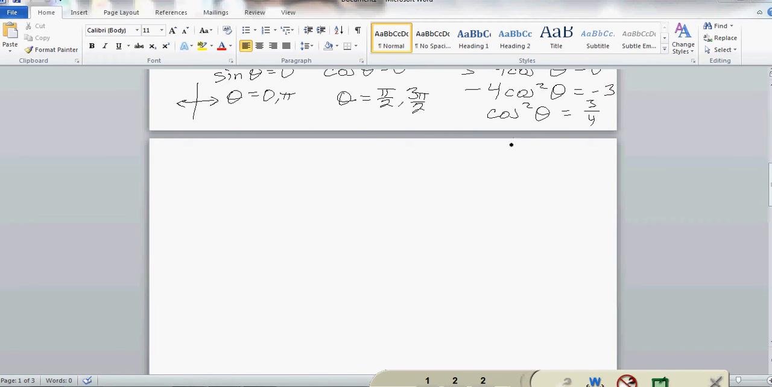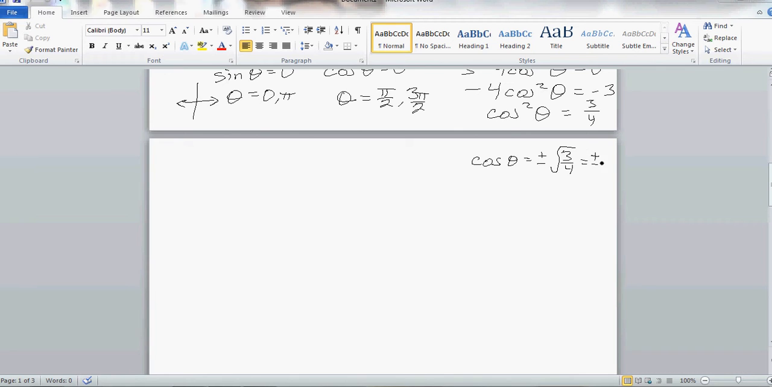Continuing with the same problem, take the square root of both sides so that the cosine of theta equals plus or minus the square root of 3/4, which equals plus or minus the square root of 3 over 2. And so, since we're talking cosine, a negative and a positive cosine, it's going to be in all 4 quadrants, and specifically what is the reference angle when the cosine is equal to the square root of 3 over 2? That would be at pi over 6.